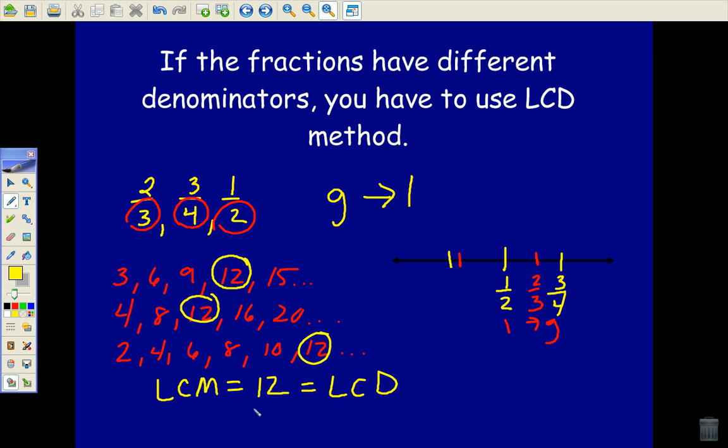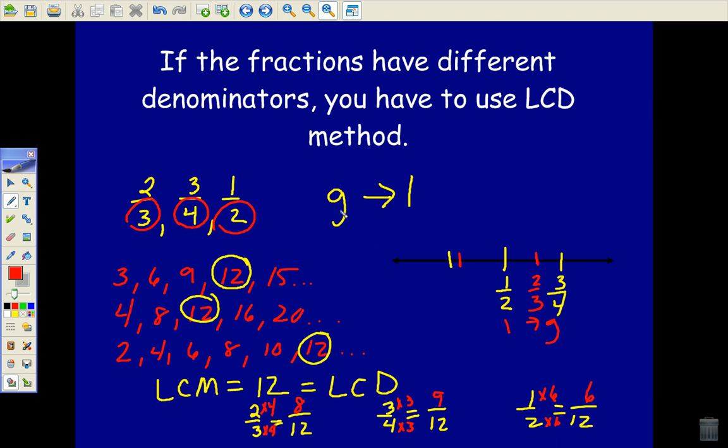So I'm going to take 2/3, and I'm going to turn it into something twelfths. Then I'm going to take 3/4 and turn it into something twelfths. And then I'm going to take 1/2 and turn it into something twelfths. Because when we have the same denominators, like we saw on the previous page, it makes it so easy just to look at the numerators and already know how to put them in order. So let's think. 3 goes into 12 4 times. So times 4. 2 times 4 is 8. 4 goes into 12 3 times. So 3 times 3 is 9. 2 goes into 12 6 times, so 1 times 6 is 6.